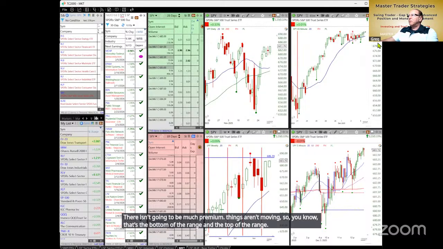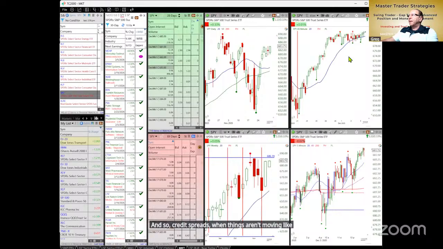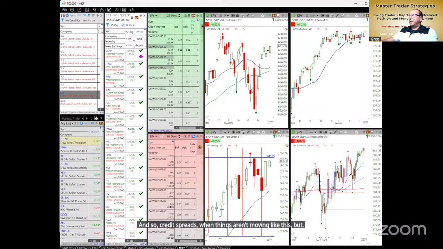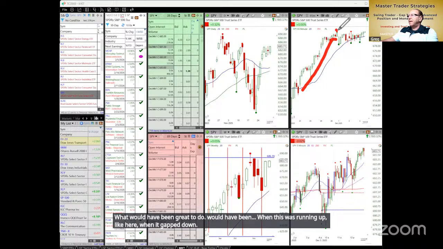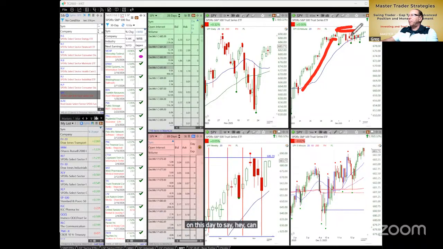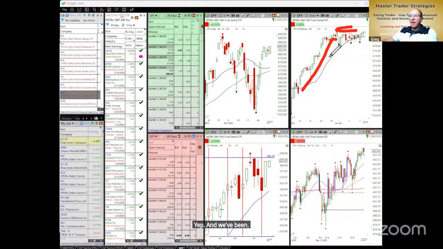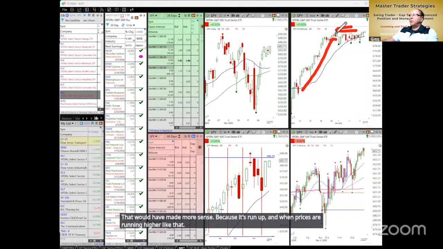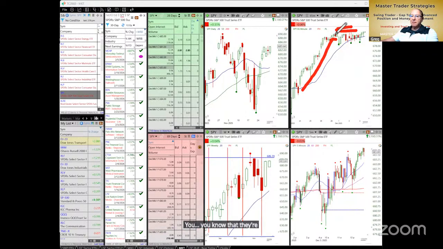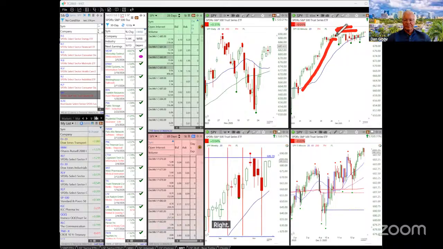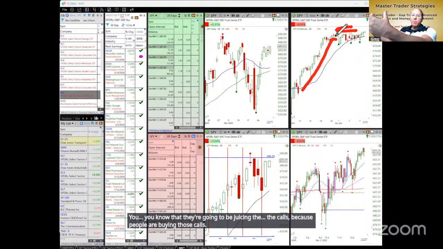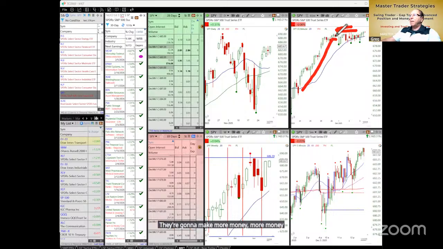So credit spreads when things aren't moving like this. But what would have been great to do would have been when this was running up, like here when it gapped down on this day, to say, hey, can I do a credit spread up above this area, which is above that high? That would have made more sense, because when prices are running higher like that, you know they're going to be juicing the calls, because people are buying those calls. They're going to make more money as it goes up.